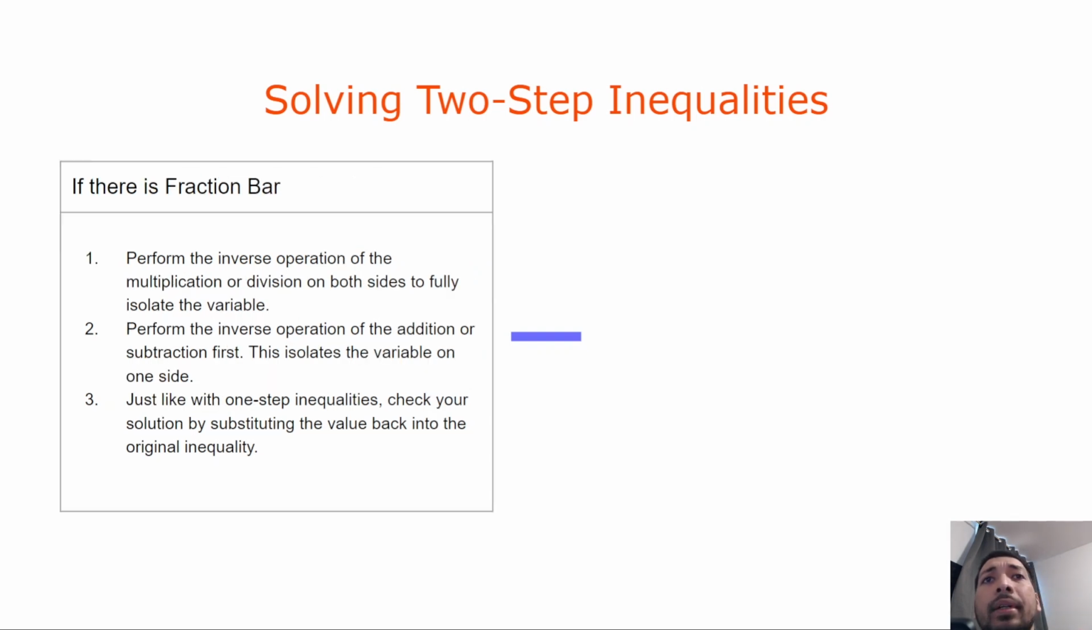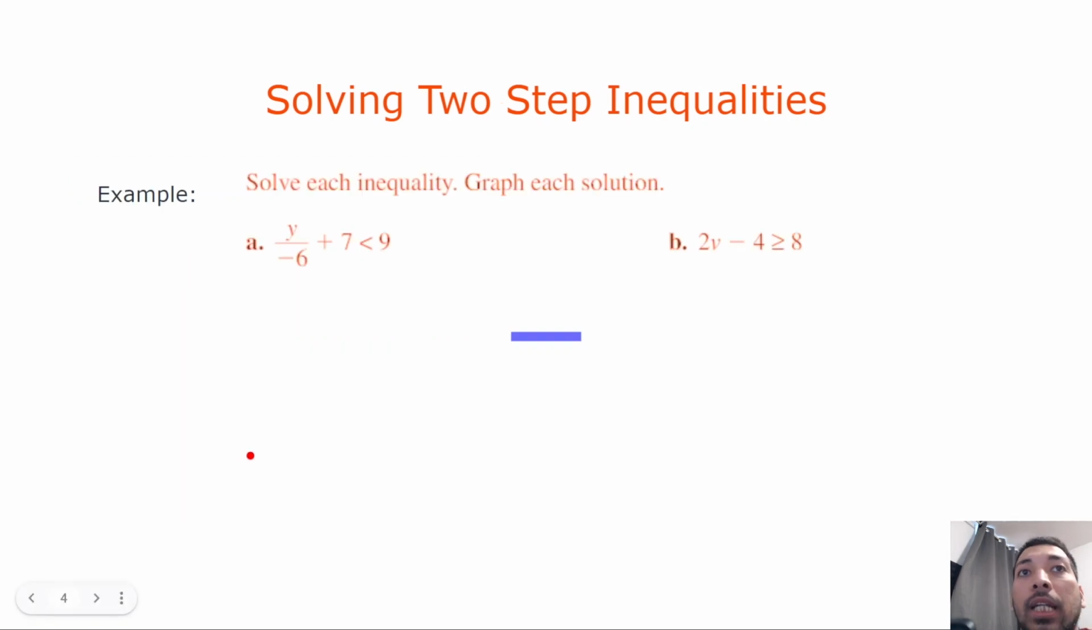If there is a grouping symbol like a fraction bar, we need to perform the inverse operation of multiplication or division first. This would get rid of the fraction bar, and then we can use the inverse operation of addition or subtraction to isolate the variable. And just like with one-step inequality, we can check our solution by substituting the value back into the original inequality. Now let's see how we can apply these strategies in the practice problem.